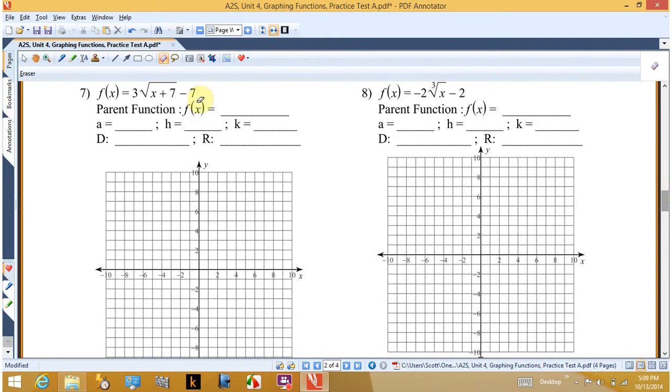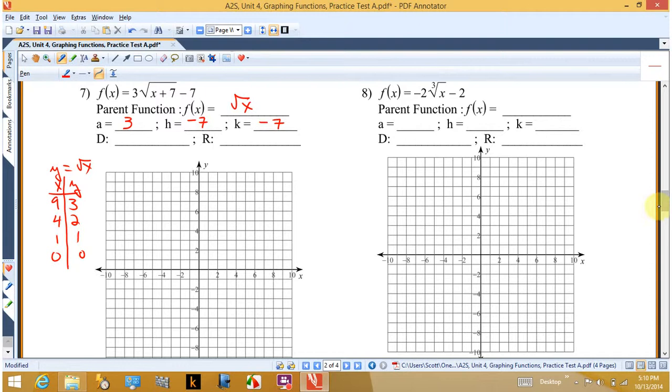Okay, for this one, the parent function is going to be y equal to the square root of x. And for this, the h value is -7, k is -7, and the multiplier, or the y stretch, is 3. So let's go ahead and make my parent table. And for the square root, I'm going to use nice square roots. 9 would give me 3, 4 would give me 2, 1 would give me 1, 0 gives me 0.